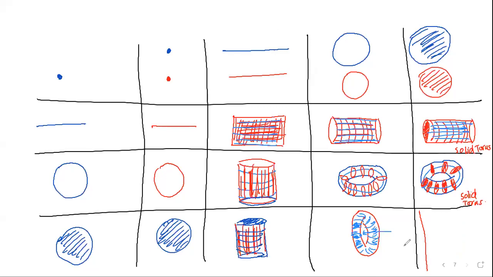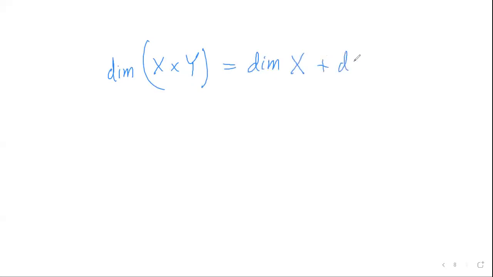Before this, I go back to the dimension thing. Let's see what will be here. Before this, let's talk about the dimension: if you are taking the product of two manifolds X and Y, what will be the dimension? The dimension of X product Y will be the dimension of X plus the dimension of Y.